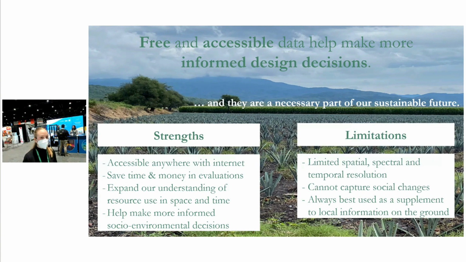Now, at the same time, it's not perfect. And I think with any tool, you need to be aware of its limitations. So I put up a few that I think are always important to remember. It doesn't have all the data. There is limited spatial, spectral, or temporal information. We're not going to be able to answer all of our questions from just what's available online. It surely cannot capture social changes. It might be able to capture indirect changes of social changes, but not the changes themselves. And last but not least, and I really want to emphasize this, it's always best used as a supplement to local information on the ground.